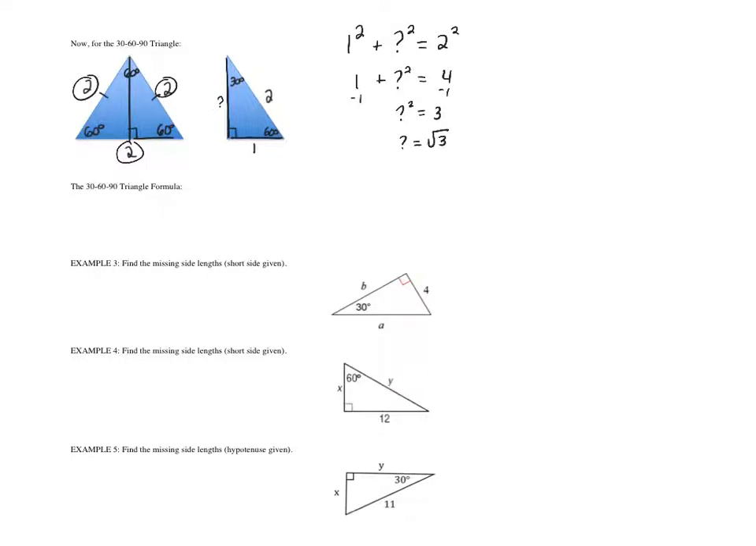So I can put a square root of 3 on this side, and I now have a template for the formula for the 30, 60, 90 triangle. 1, root 3, and 2. Going from the smallest side, 1, the longer of the two legs, root 3, and the hypotenuse, 2.